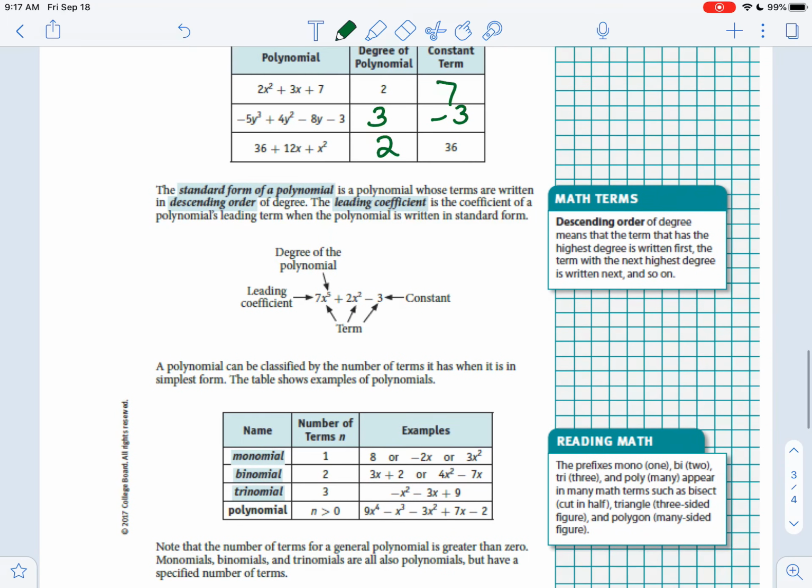Okay. So now we're going to talk about the form of a polynomial. We call it standard form because we want the terms written in descending order of degree. So we do pay attention to degree for that reason. Okay, and then we talk about the leading coefficient as the coefficient of a polynomial's leading term when the polynomial is written in standard form.